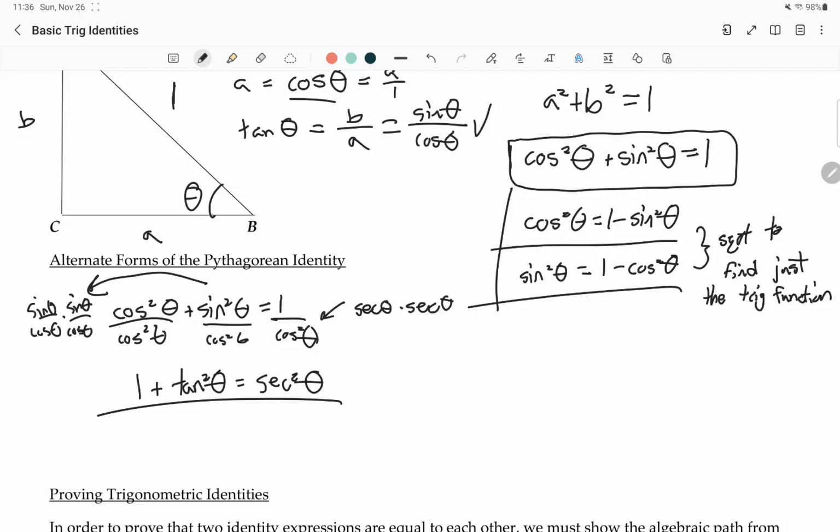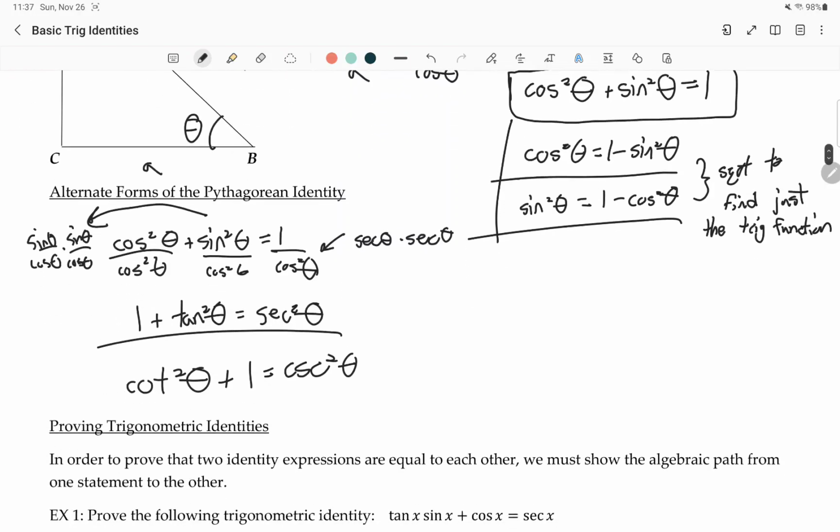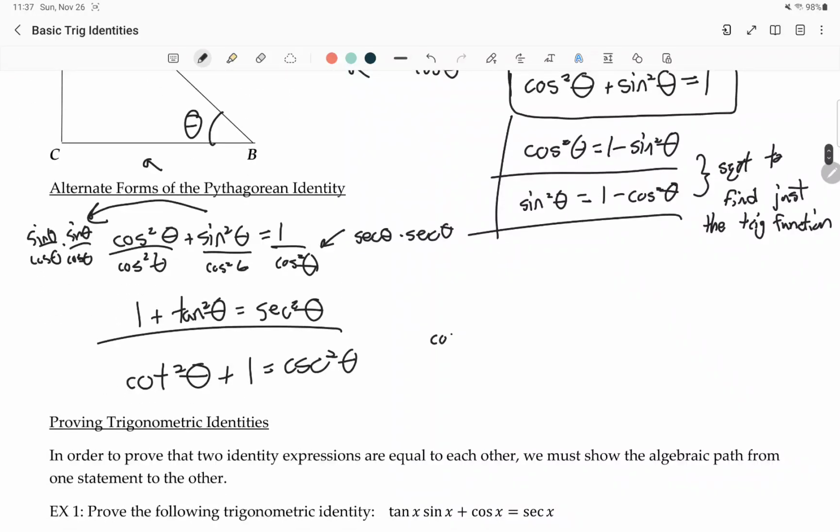And obviously you can do the same thing by dividing by sine squared theta, and that's going to give us cotangent squared theta plus 1 equals cosecant squared theta, because this time sine squared is going to be on the bottom. And if you want to see how we got that, that's going to be cosine squared theta over sine squared theta. Remember, that's just cotangent times cotangent, because both the top and bottom are squared, plus sine squared theta over sine squared theta, because we divide it, and that will become the 1.